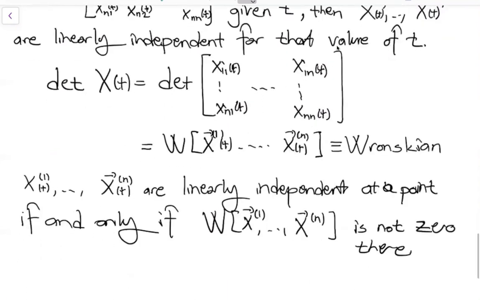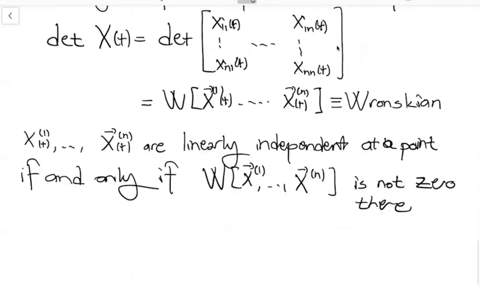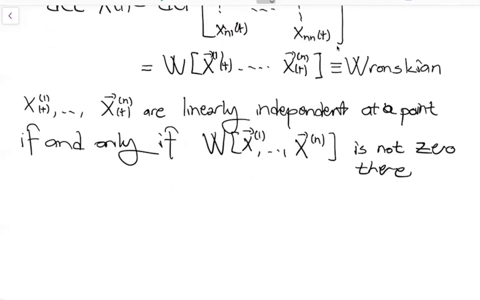Okay. So now we have n many solutions. We write them in a matrix form, and we check the determinant, which is called the Wronskian. If the Wronskian is not 0 at a t value, for that t value they are going to be linearly independent. Of course, on an interval, if it is true for all t values, then it's going to be linearly independent on that interval. All right, now let's come to the theorem.